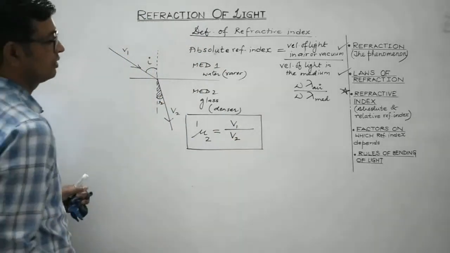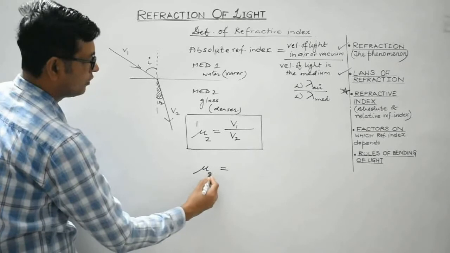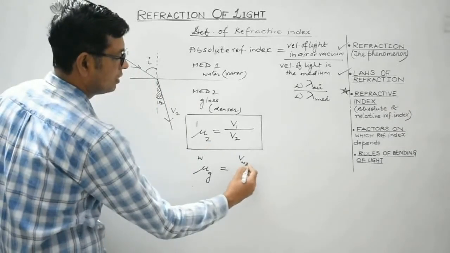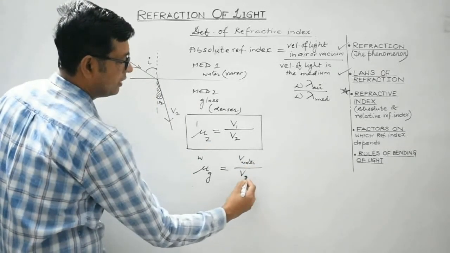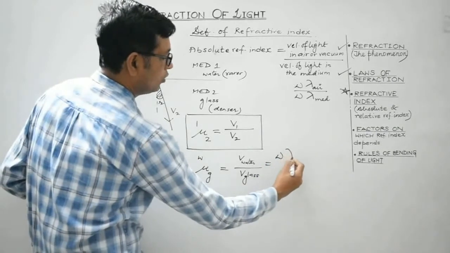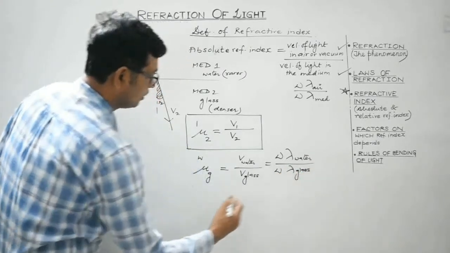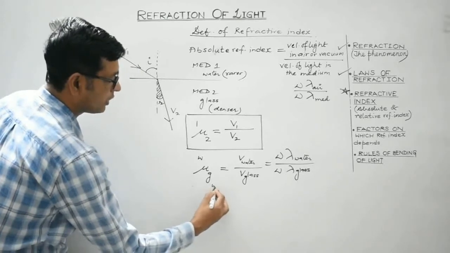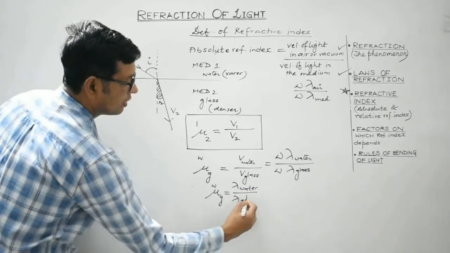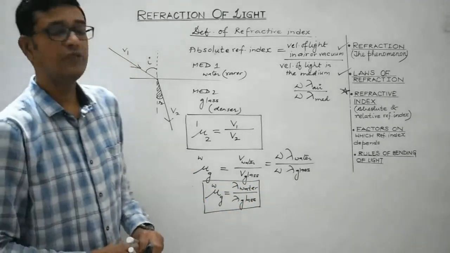Right? So in case we consider medium 1 to be water and medium 2 to be glass, then it would have been refractive index of glass with respect to water. It would be equal to speed of light in water divided by speed of light in glass. Now it is again represented by mu, in terms of wavelength: lambda water divided by lambda glass. So relative refractive index of glass with respect to water would be equal to lambda water divided by lambda glass. So this is the proper way of representing relative refractive index.